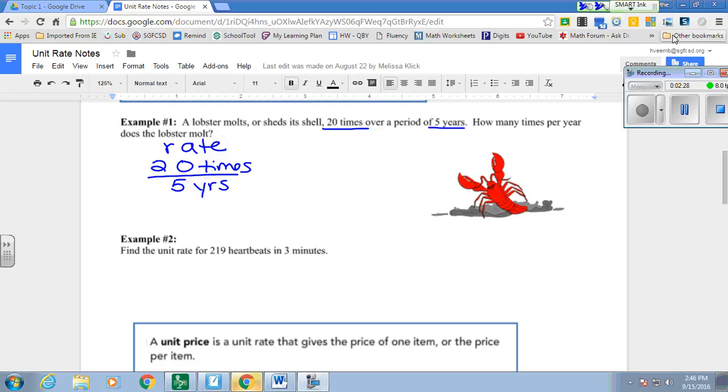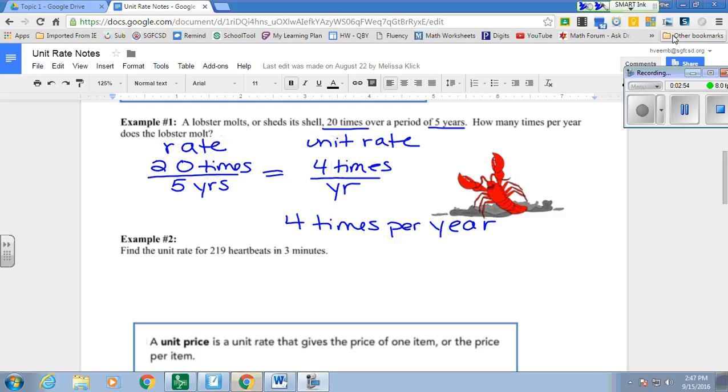To get a unit rate again, all you need to do, if this was a more complicated problem, you would just divide 20 divided by 5. So we're going from a rate to a unit rate, and we get 4 times per year. You can write your answer like that, or 4 times, again, per year is completely acceptable. You don't have to have both. You can have either one or the other.